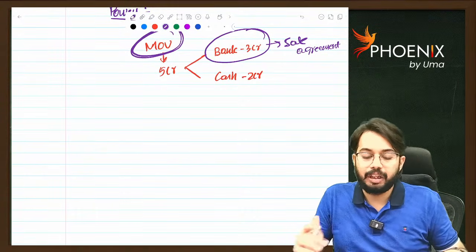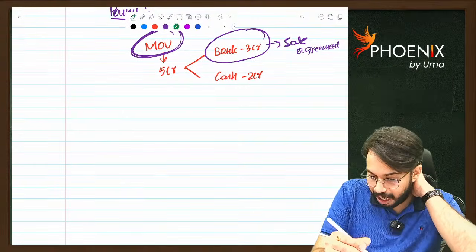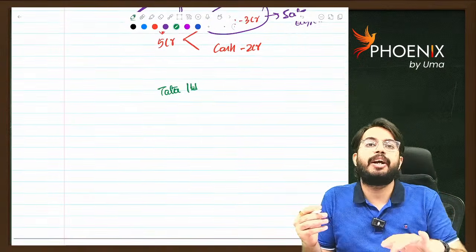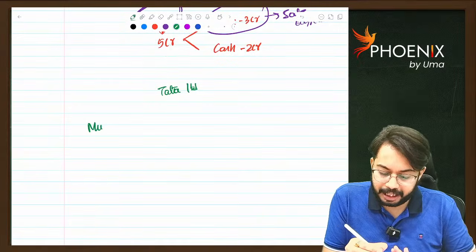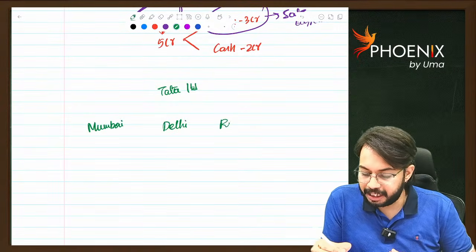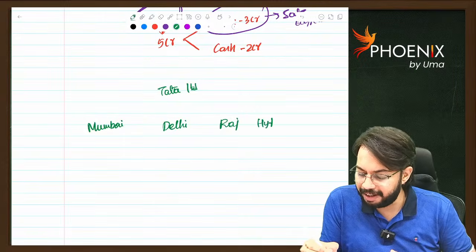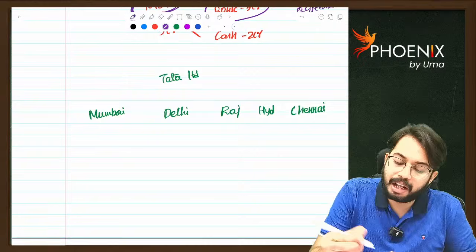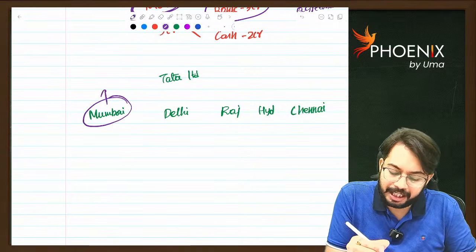Let's say I am doing a raid of Tata Limited. Tata Limited has business across multiple places, right? It has business in Mumbai, it has business in Delhi, it has business in Rajasthan, it has business in Hyderabad, it has business in Chennai. Now, whatever Tata Limited is there, the head office is Mumbai.